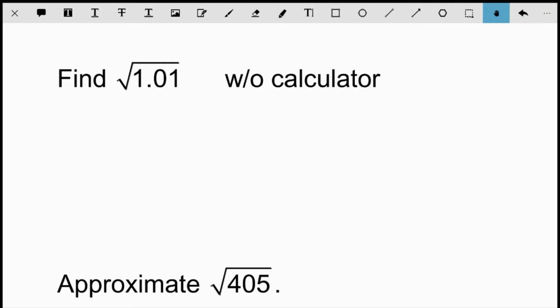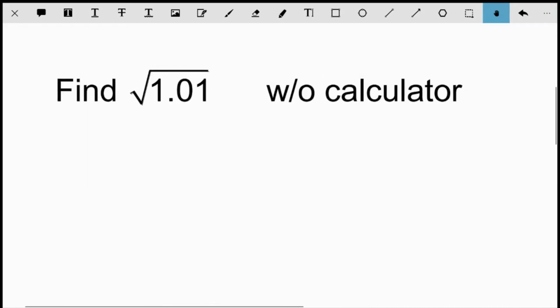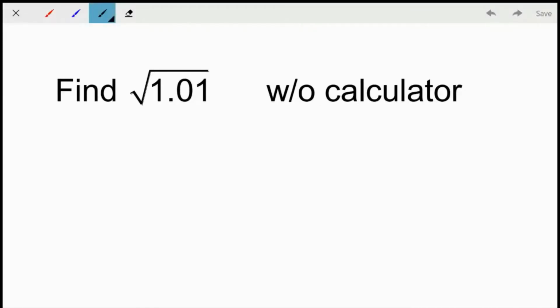So it says find the square root of 1.01 without a calculator. And what we're going to do here is use a tangent line approximation to do this. So I need to start with a function. In this case, we weren't given a function. So if you have to write your own function to do your linearization, you want to make sure that with your function, you're going to be able to get a function value that's exact, very close to the point that you're looking for.